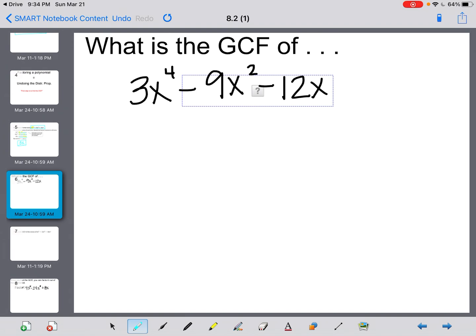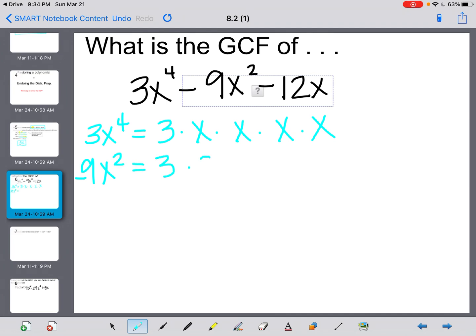So in this one, we're going to break down what 3x to the fourth looks like. So if I have 3x to the fourth, I know the only things I can multiply to get a 3 are a 1 and a 3. So I'm going to list the 3, and then I'm going to list all 4 of the x's. Okay, for negative 9x to the second power, 3 times 3 would give us 9, and then I still have 2 x's to list out.